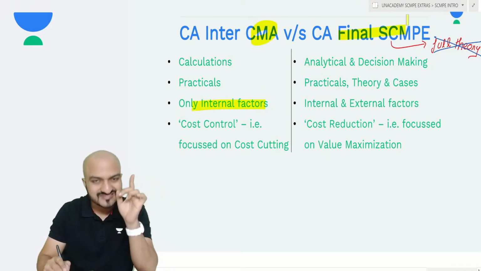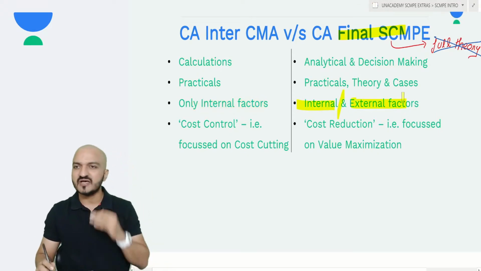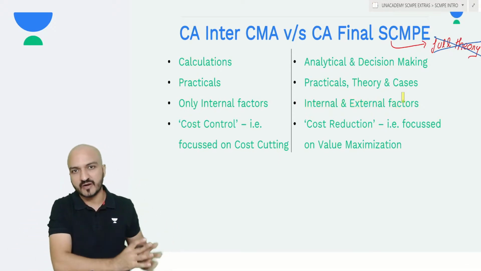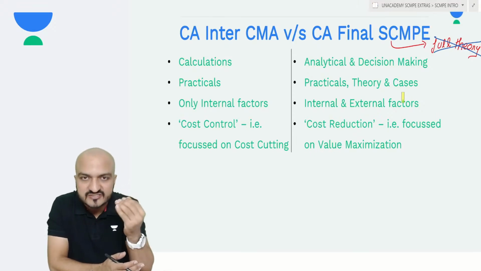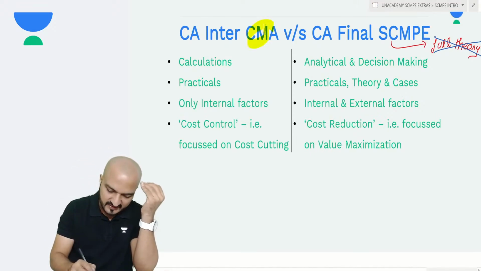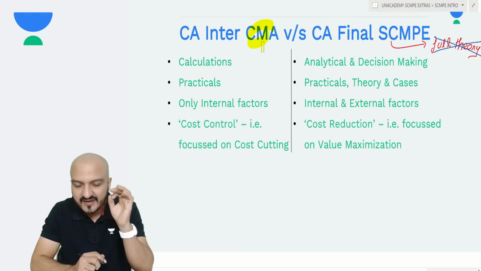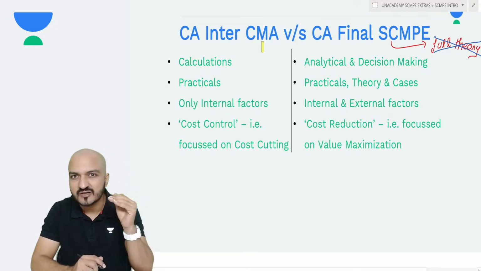So, CA Inter costing considered only internal factors. CA Final costing considers internal as well as external factors. Like, say, for example, a simple example: if I want to decide my selling price, how do I decide my selling price? On what basis did you decide a selling price at Inter level? Come on, answer me. On what basis did you decide your selling price?